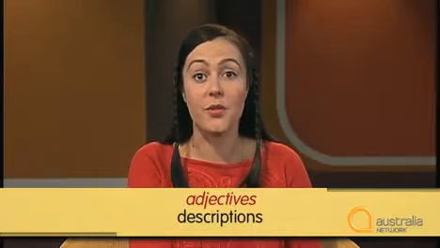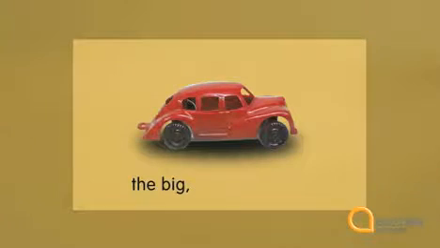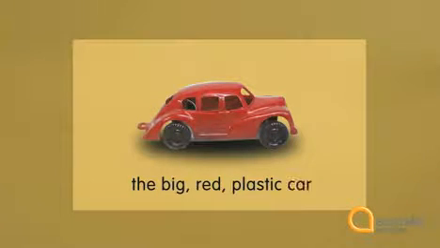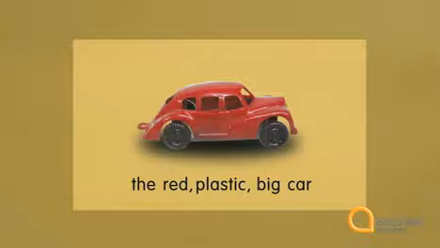Being able to describe things properly is an important communication skill. You need adjectives for descriptions. They usually come before the nouns they are describing. The red car. But when you want to accurately describe something, you often need to use more than one adjective in a row. What if the car is big, red, and made of plastic? We call it the big red plastic car. Notice that the adjectives are usually separated by commas. But why don't we call it the red plastic big car?